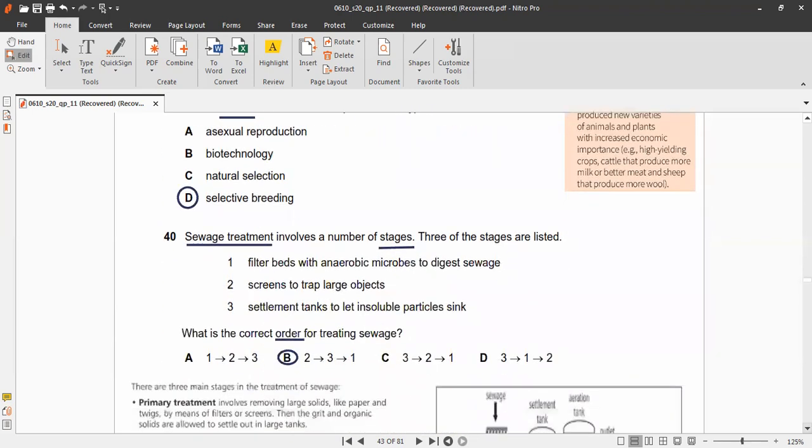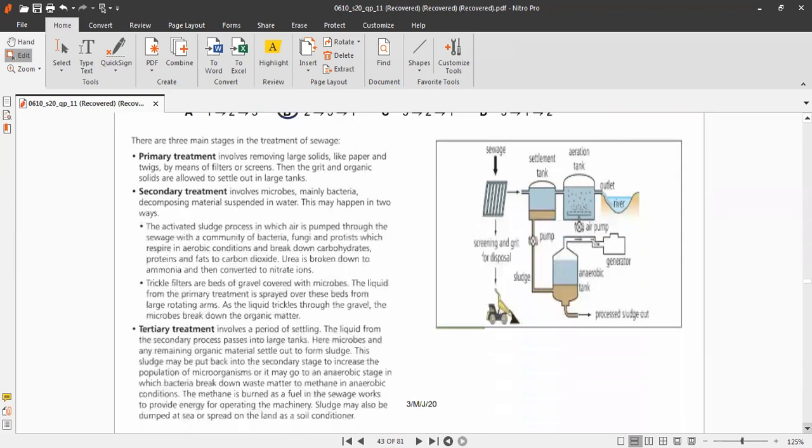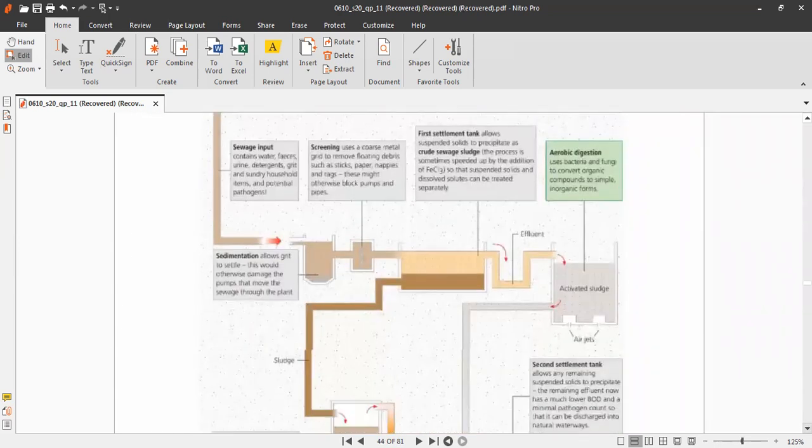Sewage treatment involves a number of stages. 3 of the stages are listed: filter beds with anaerobic microbes to digest sewage, screens to trap large objects, settlement tanks to let insoluble particles sink. What is the correct order? Look at this picture to know the correct order.